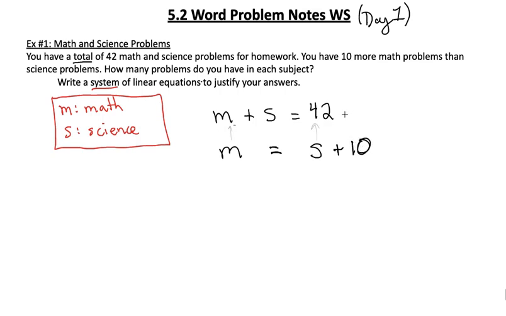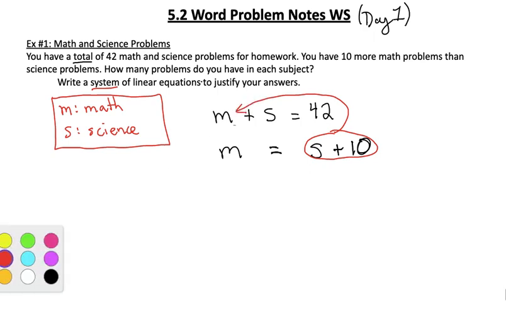So now we've got two equations, and to solve two equations, what we can do is substitute. We're going to take one equation and substitute it in. I'll circle that because that's M. I'm going to draw my arrow to the M of the other equation, and I can substitute that S plus 10 in for M. So S plus 10. Bring down my plus S. Bring down my equals. Bring down my 42.